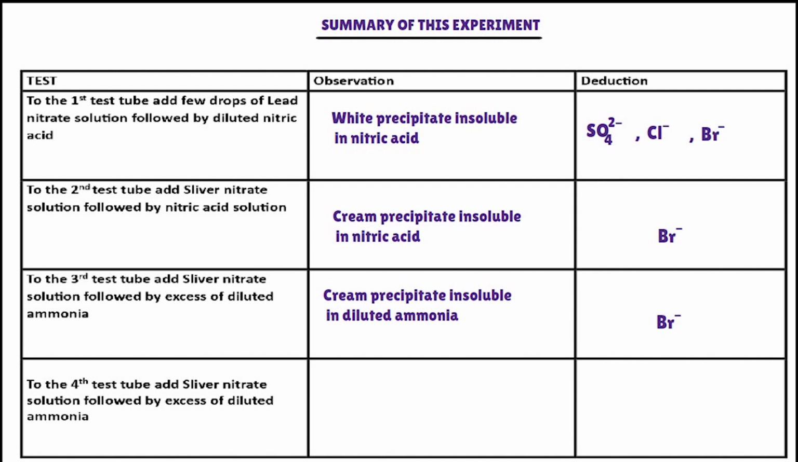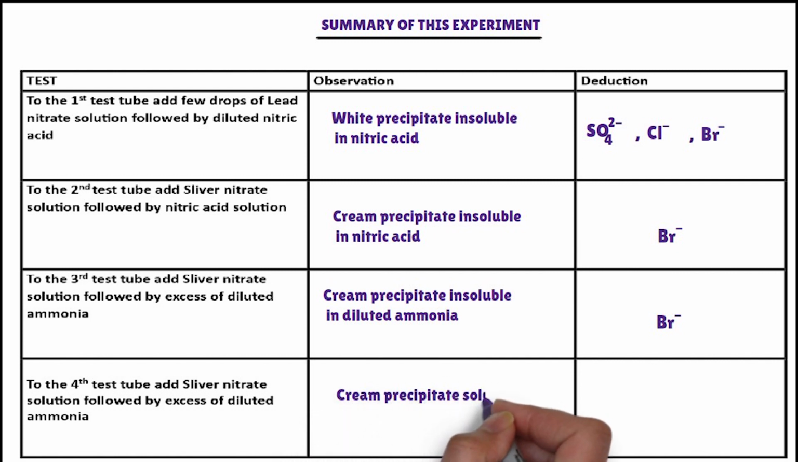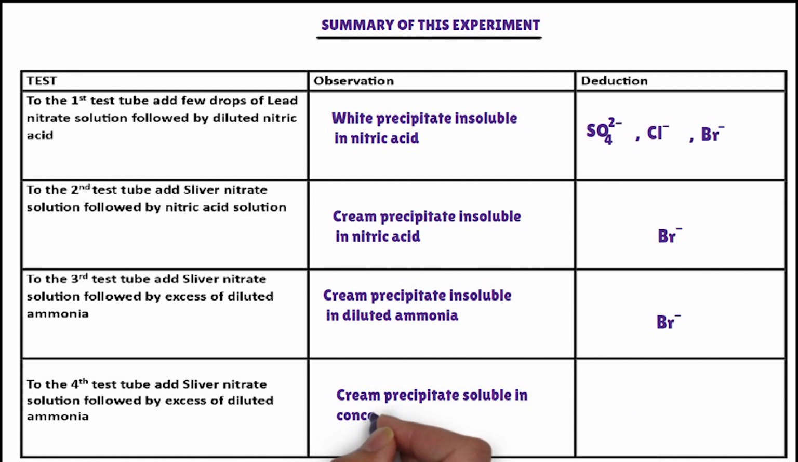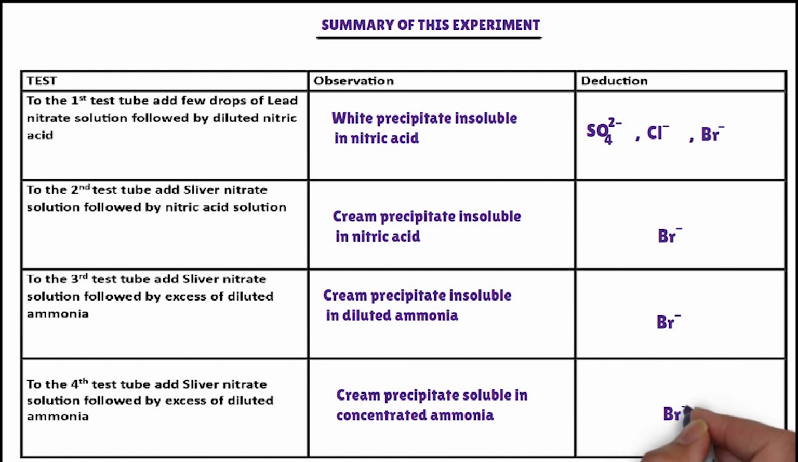Confirmatory test. The anion from the above list that reacts with silver nitrate to form a cream precipitate, and the precipitate formed is insoluble in excess of diluted ammonia but soluble in excess of concentrated ammonia, is bromide ion. Bromide ion is confirmed. The anion present in the salt is bromide ion.